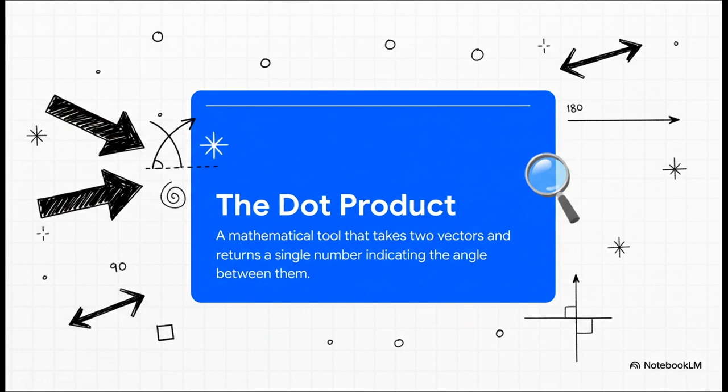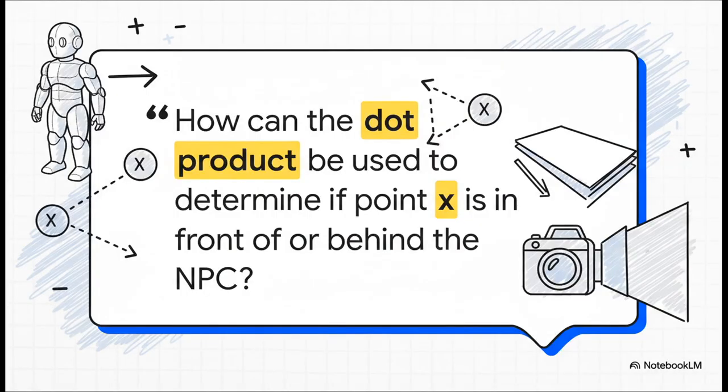Now, to run these tests super fast, we use a few key mathematical tools, and one of the most important is called the dot product. It's a pretty simple operation. You give it two vectors, and it spits back a single number. And that one number is incredibly useful because it tells you how much those two vectors are pointing in the same direction. And this concept is used everywhere.